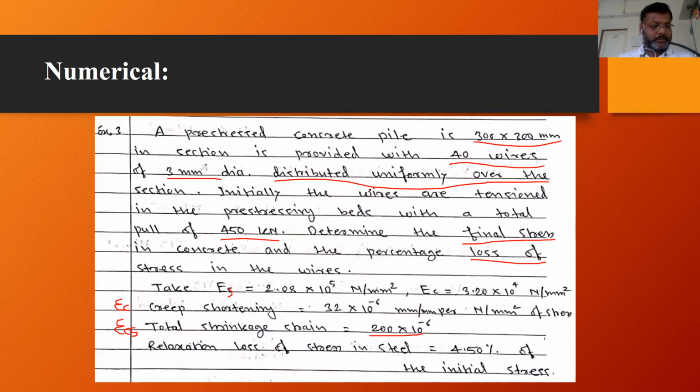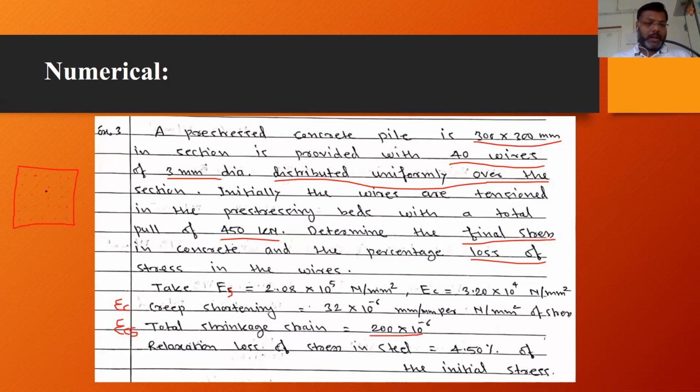As I told you initially, in this problem they have provided us the values, like the section size. The section is a 300 mm by 300 mm pile. Both width and depth are the same, a square pile, and this pile is provided with 40 wires of 3 mm diameter. Again, one more point is that all these wires are uniformly distributed, meaning they have distributed the wires all over the section uniformly like this. Entire section they have provided the wires like this.